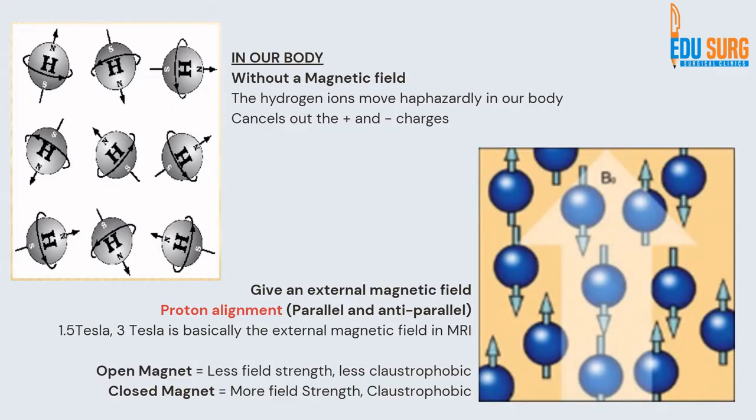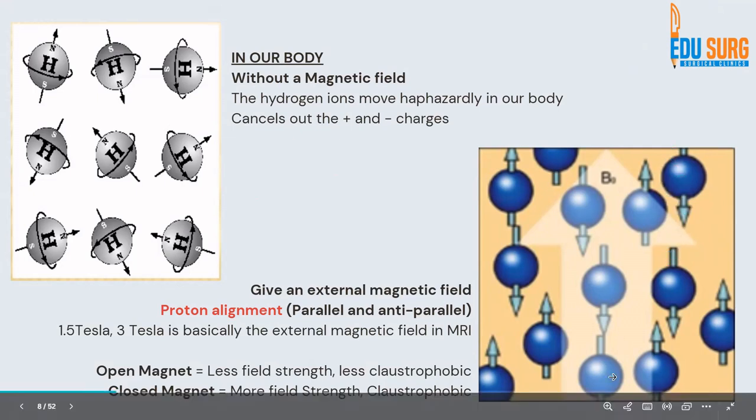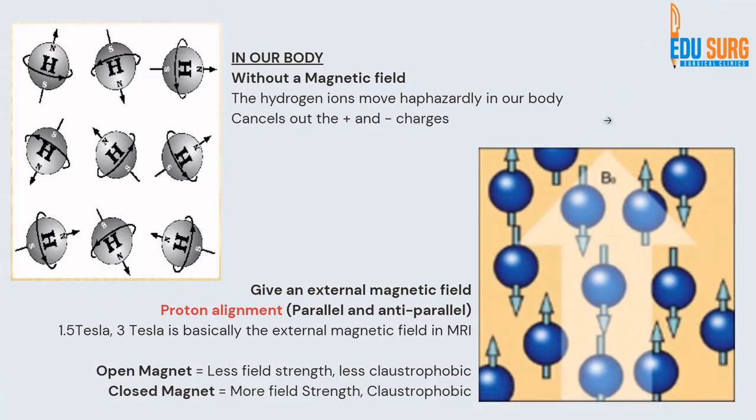Okay, so this proton alignment is basically what the magnet of the MRI will do. Magnetic current has been given from bottom upwards, and you can see that most of the hydrogen ions will align parallel to the direction of the current, whereas some of them will align in the opposite direction. So what does the magnet of an MRI do? We know it is magnetic resonance imaging. So the first component of the machine is a magnet. The magnet aims at proton alignment.